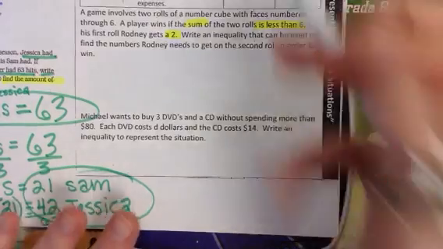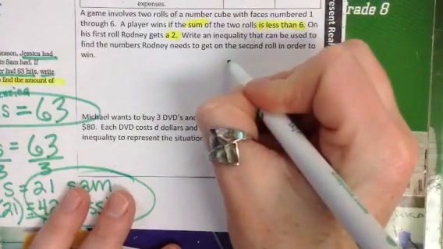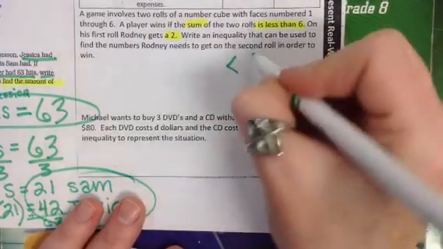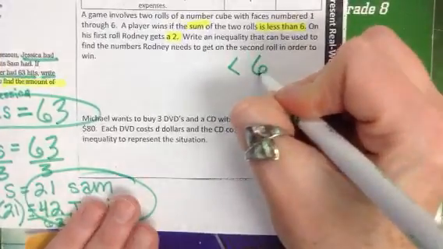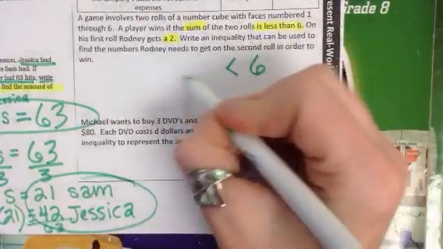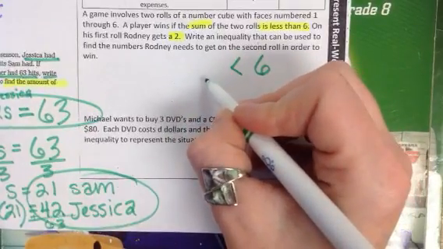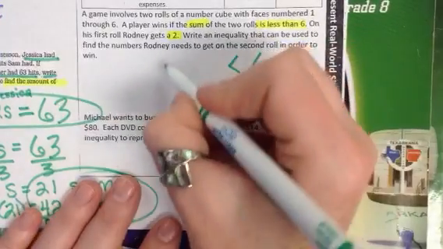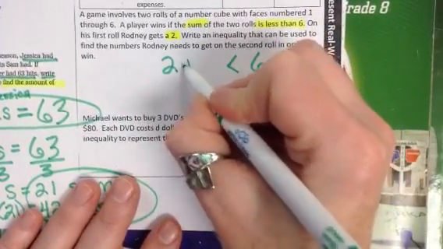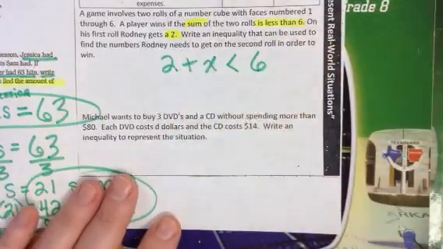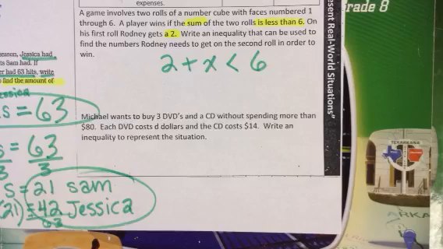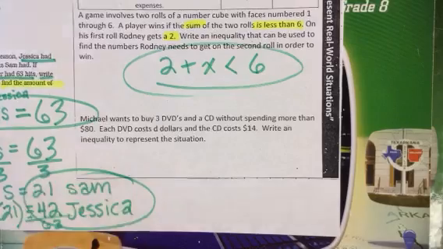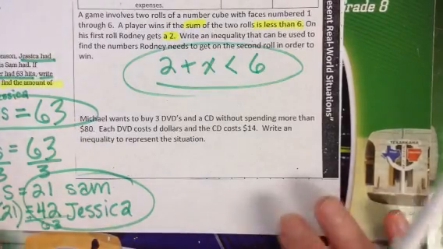Okay, so since they said is less than, I would start with my less than symbol. Okay, and they said is less than 6, so I can go ahead and fill in that side. So over here, whatever he rolls is the part that needs to be less than 6 for him to win. He's already got a 2. I do not know what the other thing is that he's going to roll, so X is going to stand for that. So this is the inequality that could be solved. They just said to write it. They didn't say to solve it, okay?